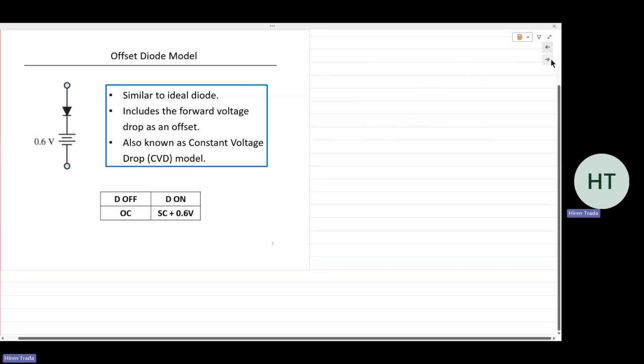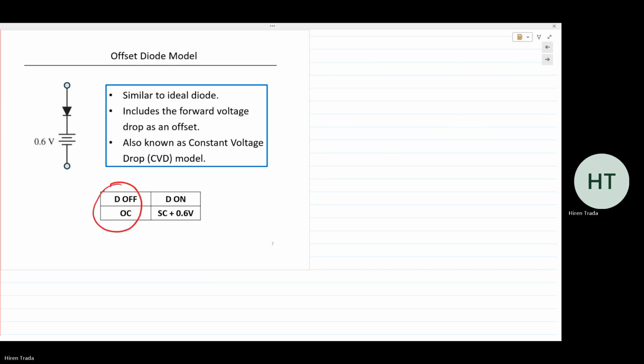Then there's the offset diode model, because the ideal diode does not take into account the forward voltage drop that is required. The offset diode model is exactly the same as the ideal diode model in reverse bias. It's replaced with an open circuit. But in forward bias, if we want to account for the forward voltage drop, we replace it with a short circuit and a 0.6 volt battery.